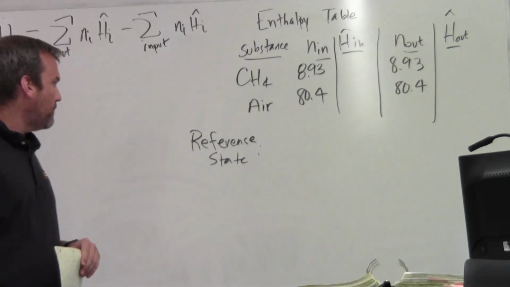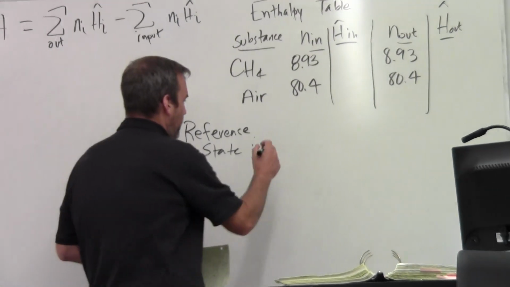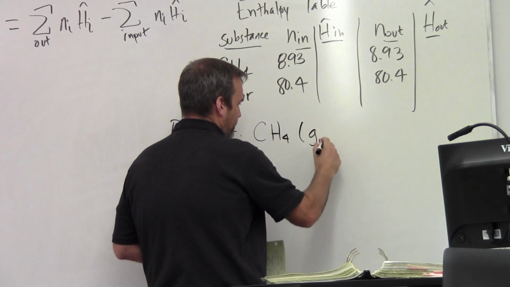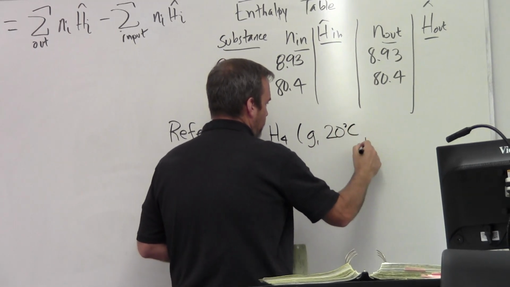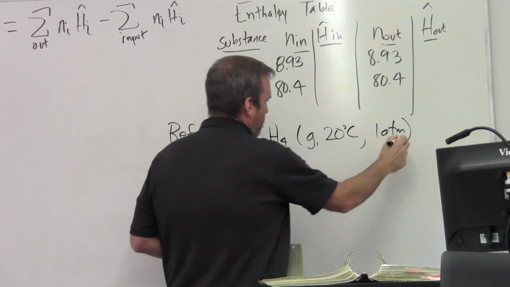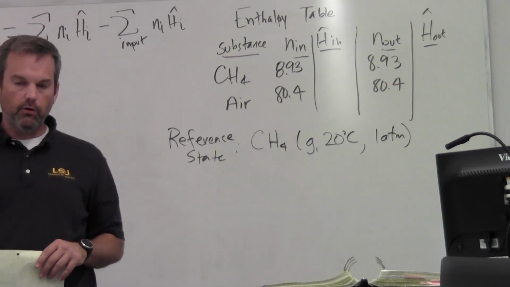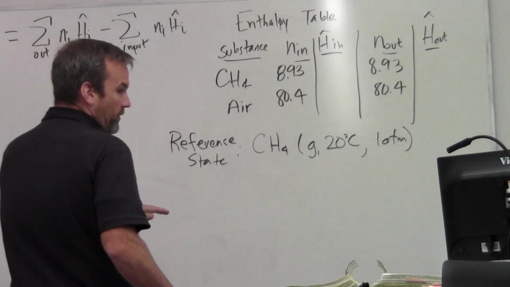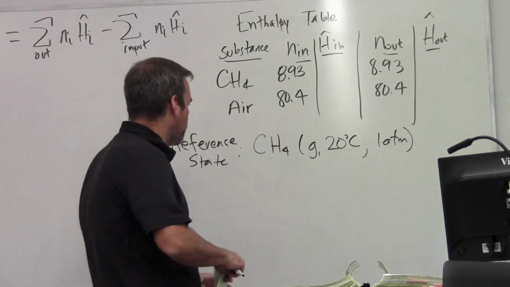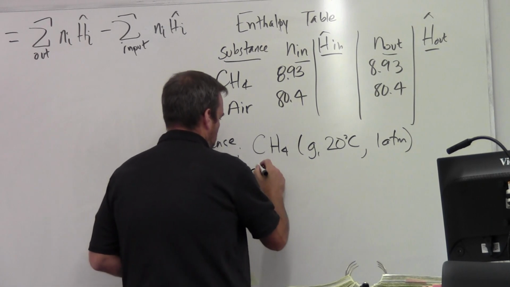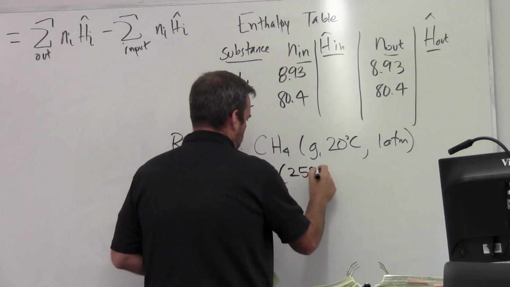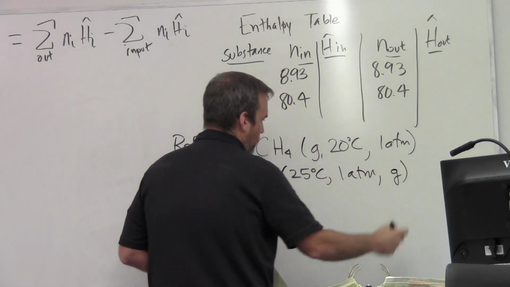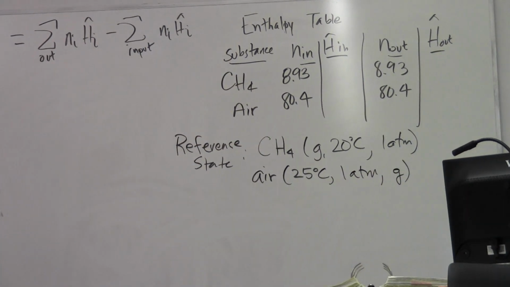So for the reference states I picked here, for methane, I picked gas at 20 degrees Celsius and 1 atmosphere. So I have to pick a phase, solid, liquid, or gas. I have to pick a temperature, and I have to pick a pressure. So I picked methane, gas, 20 degrees Celsius, and 1 atmosphere. For air, I picked 25 degrees Celsius, 1 atmosphere, and of course that's also a gas.